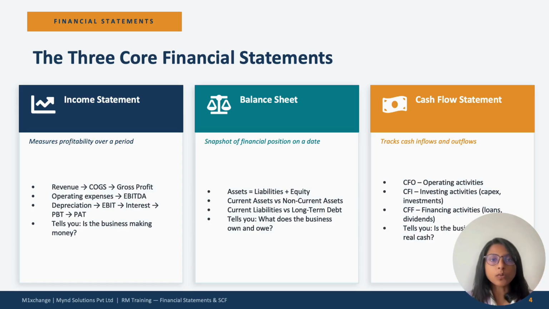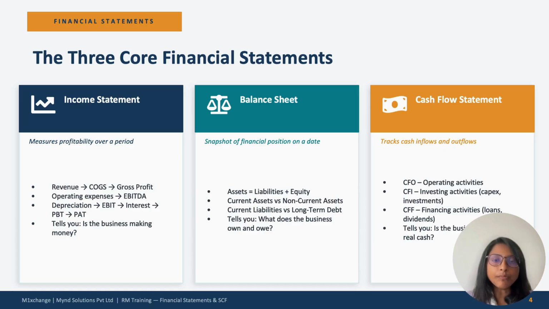Okay, so what is the core question the income statement answers? That is, if the business is actually making money or not. And in supply chain finance, if there is a thin EBITDA margin or if there is a declining PAT, it is a stress signal. It tells you that the business is under pressure, and that will affect how aggressively you should structure a program or not, right?